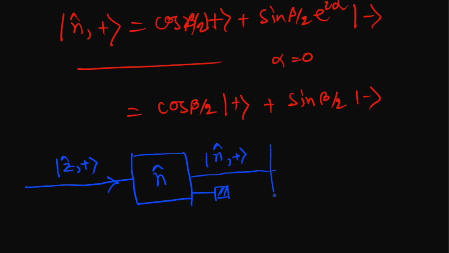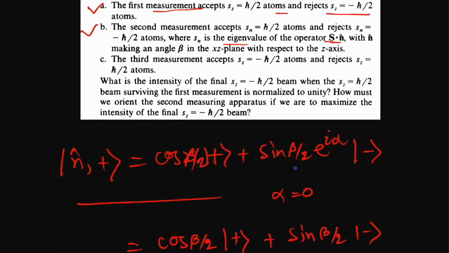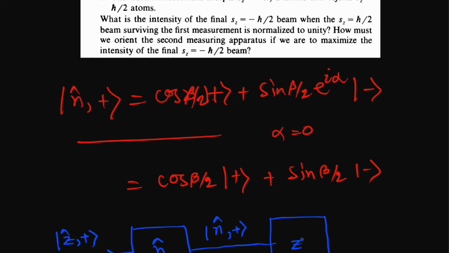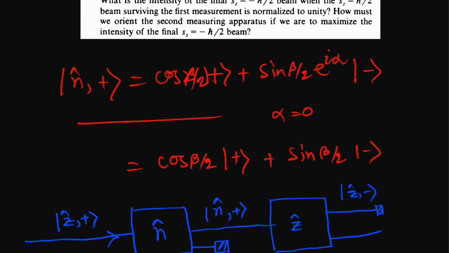Then we send these atoms into a third SG apparatus where the magnetic field is again in the z direction, and here we reject all states which are along the magnetic field, that means plus, and accept all states which are opposite to the magnetic field, that means z cap minus.